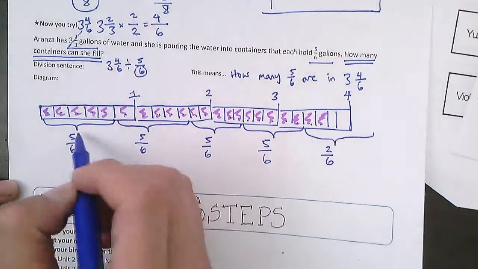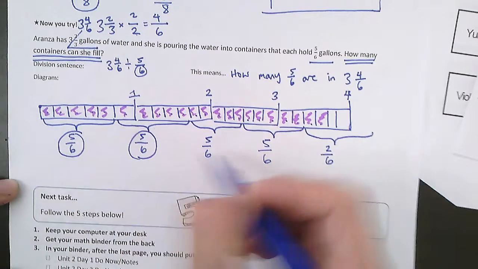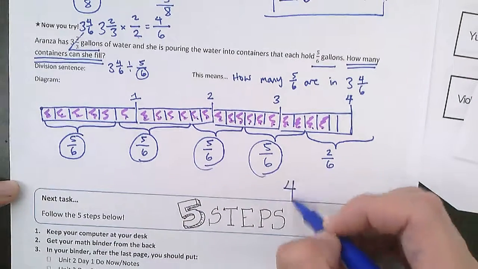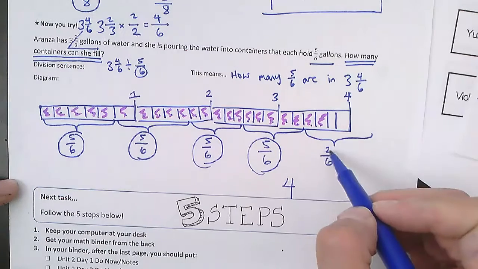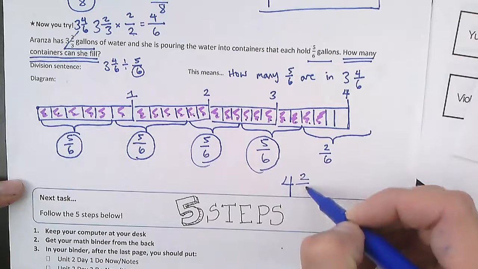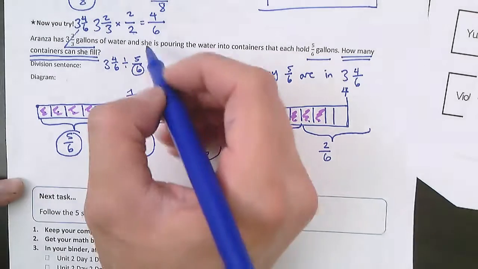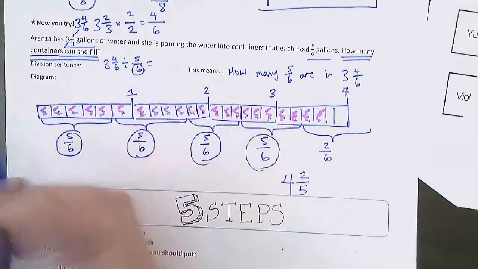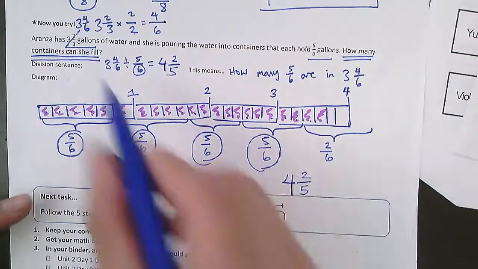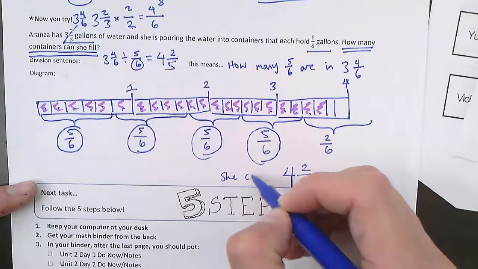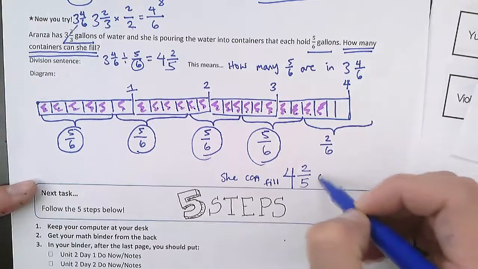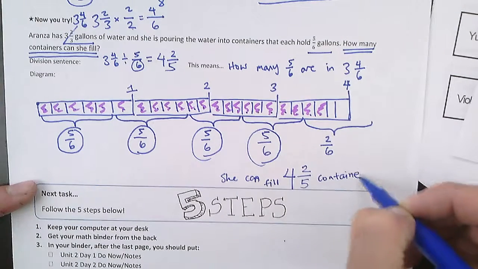Count the sections of 5/6. 1, 2, 3, 4, so 4 wholes, and then I have 2/6 out of the 5 that I would need, so it's 4 2/5. So 3 4/6 divided by 5/6 equals 4 2/5, which means she can fill 4 2/5 containers with the water that she has.